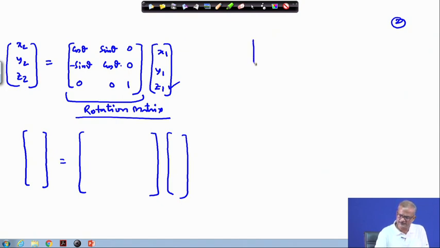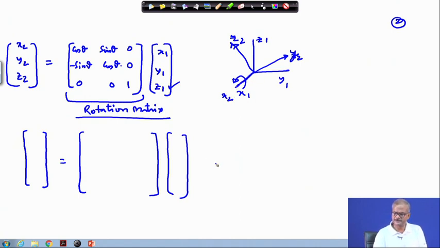So, if we give rotation about the x axis, this is x, y and z. This is the y, if we are rotating about the x axis by theta angle. What will happen? This y will go to this position and this will go to this position. So, this is x 1, y 1, z 1. This will be x 2, this is y 2, this will be z 2, and here x 2 will be along the same, because you are giving rotation about this.